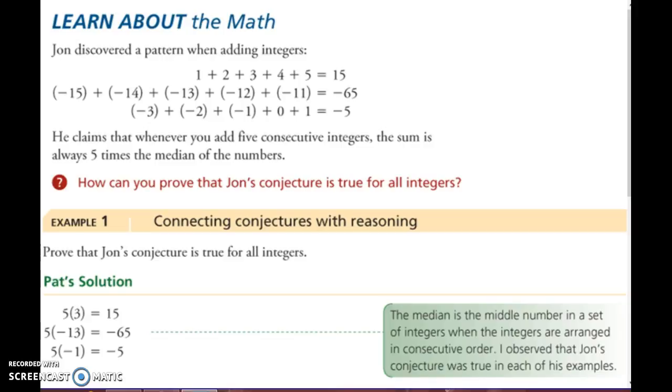So he said, whenever you add 5 consecutive integers, the sum is always 5 times the middle or median of the numbers. So if you look in his first one, his answer was 15. That is the middle number, which is 3, and that is 5 times the middle number. So he tried it for 3 cases and it worked. So John is doing inductive reasoning. So if we wanted to prove this deductively, I will show you how to do that.